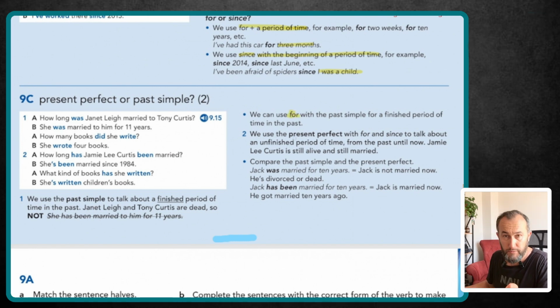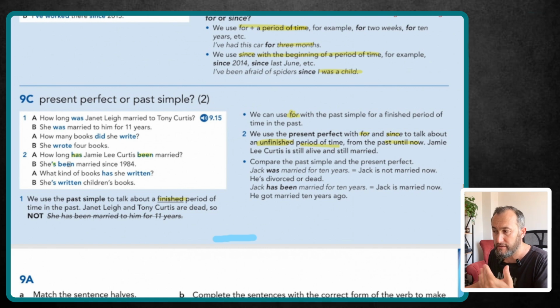Point number 2, what about present perfect? Present perfect we use with for or since to talk about unfinished time. Past simple is finished in the past, but an unfinished period of time means it's got a connection to the present time. So something is still happening in the present. That's when we use present perfect, guys. Yeah, until now, as you can see. Like, how long has Jamie Lee Curtis been married? The daughter is alive, and they are still married now. Marriage is continuing. So because they are alive and the marriage is continuing, I must use present perfect. I want to know the duration.